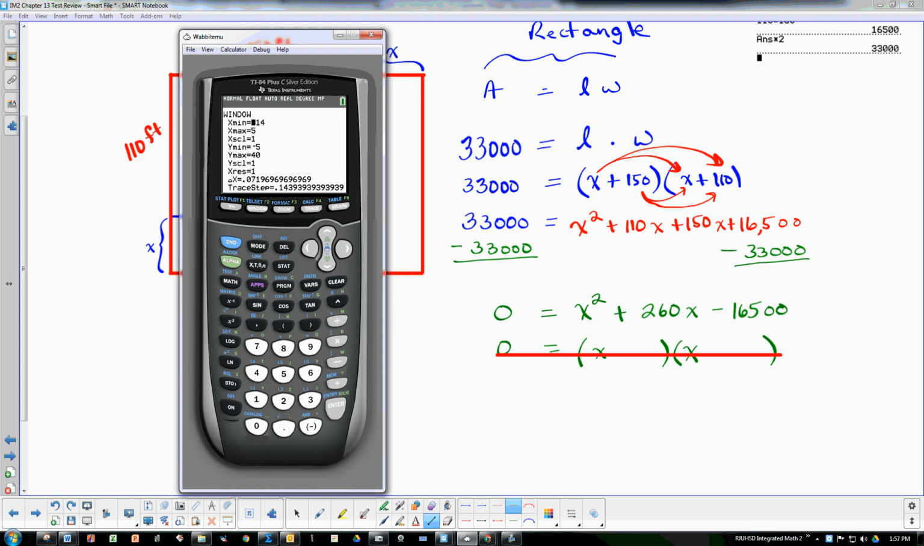And let's change this window. Let's call the x min 0, and the x max, how about we go out to, let's say, 70. The y max, how about 400 for now. Actually, we'll go to 4,000. And let's go ahead and graph this.